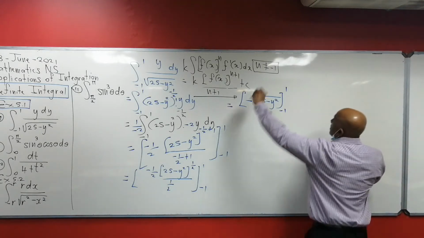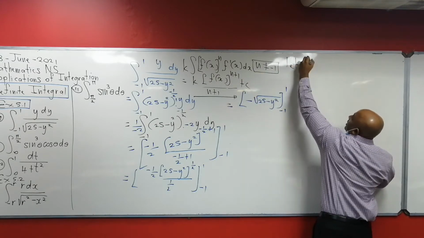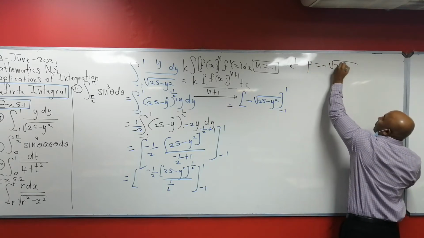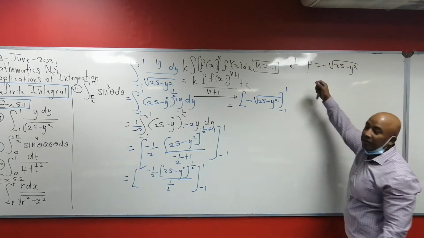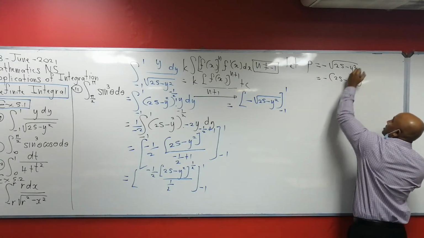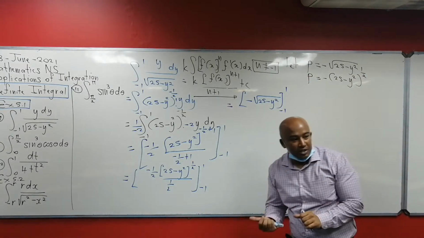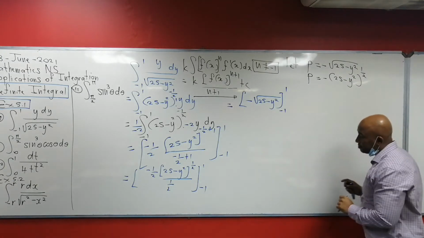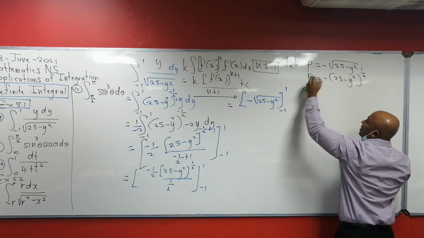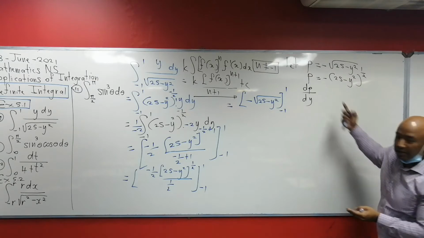If I say, let's call this p, let p equal to minus the square root of 25 minus y squared. And if I want to differentiate this, that's minus 25 minus y squared to the power half. So if I want to check my solution, I will differentiate it. So let's differentiate this here. I just called it p, you can call it anything you want to, so that will be dp dy. I'm differentiating with respect to y here.